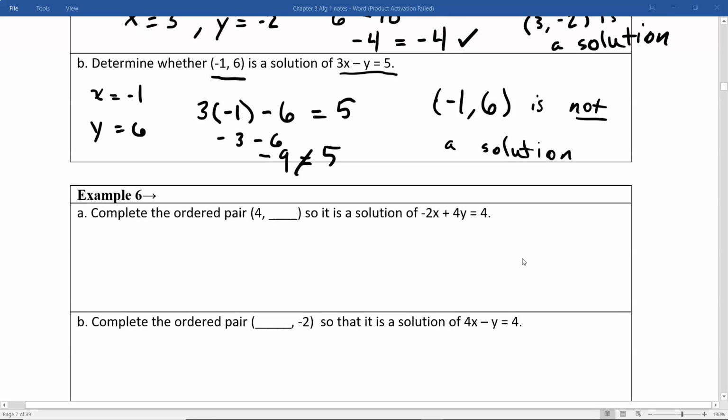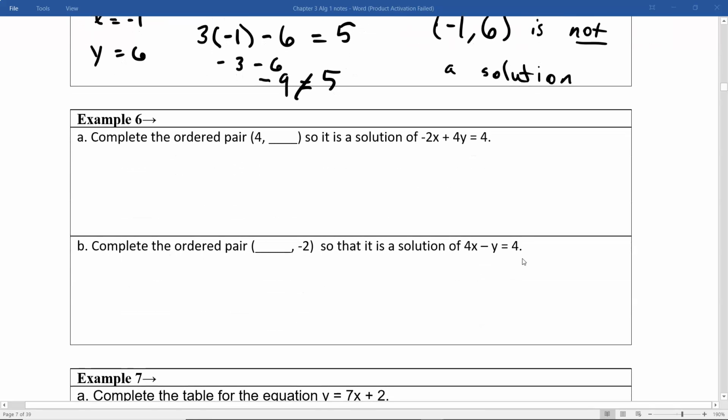Okay, moving on, we want to kind of do the reverse of this. We want to find the ordered pair that is a solution to our equation. But this time we're only given one component of our ordered pair. So in example 6 right here, we see that we have the ordered pair (4, blank). So that means that x is equal to 4, and we need to solve for y. And we solve for y using this equation right here.